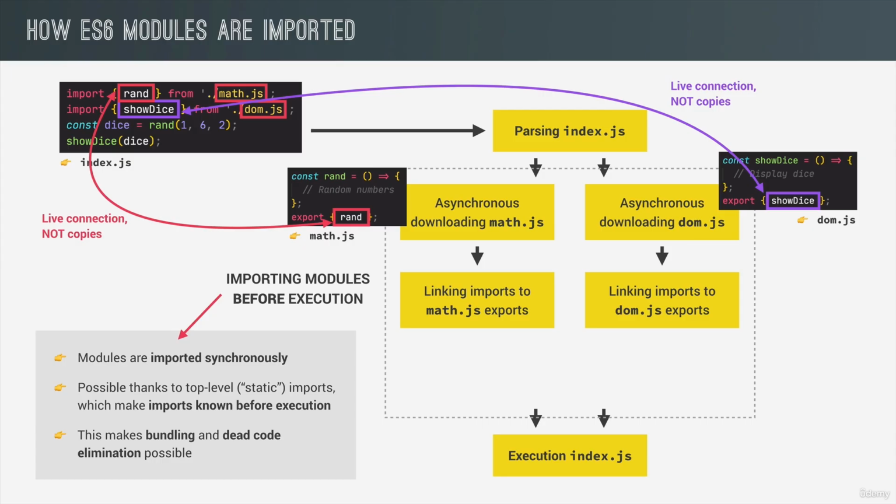And this connection is actually a live connection. So exported values are not copied to imports. Instead, the import is basically just a reference to the exported value. So like a pointer. So when the value changes in the exporting module, then the same value also changes in the importing module. And this is quite important to understand because it's unique to ES6 modules. Other module systems do not work like this, but JavaScript modules do. And so you need to keep that in mind.